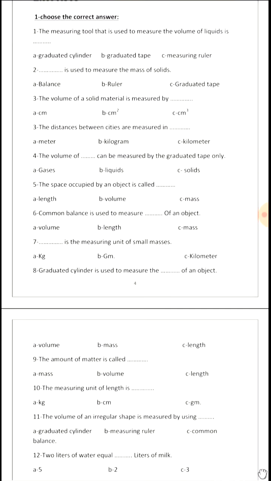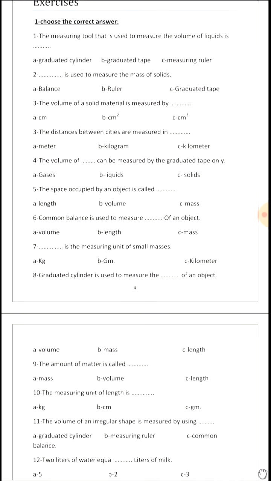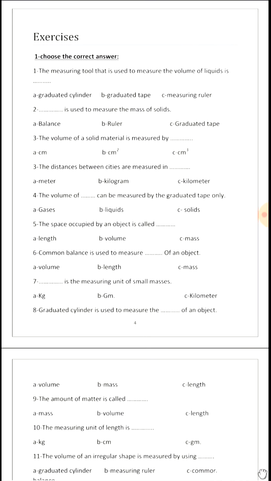Number 5. The space occupied by an object is called volume. Excellent. Number 6. Common balance is used to measure the mass of an object. Number 7. Gram is the measuring unit of small masses. Small masses, gram. The answer will be number B.